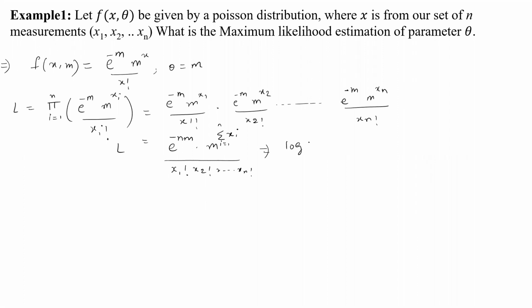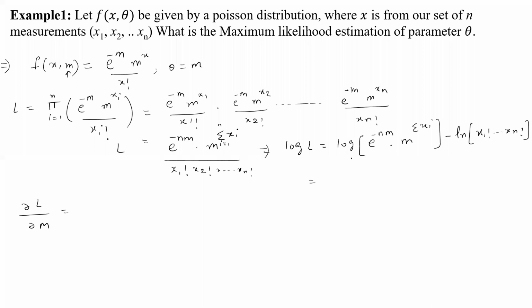So log L is equal to log of e power of minus nm into m power summation of xi, minus log of the denominator term. So this will be log of x1 factorial and so on up to xn factorial. So now I have to differentiate this with respect to the parameter we are finding. Here m is the parameter. So I will differentiate this.